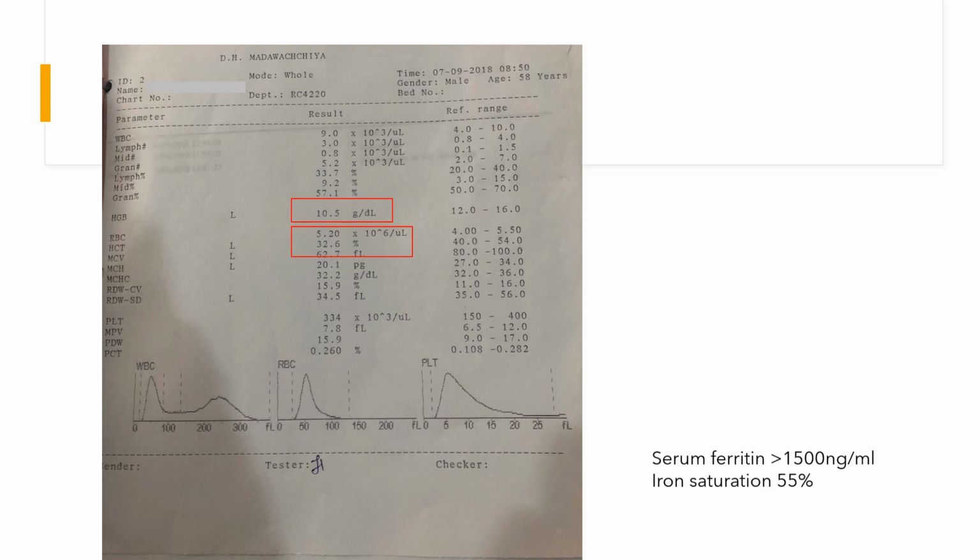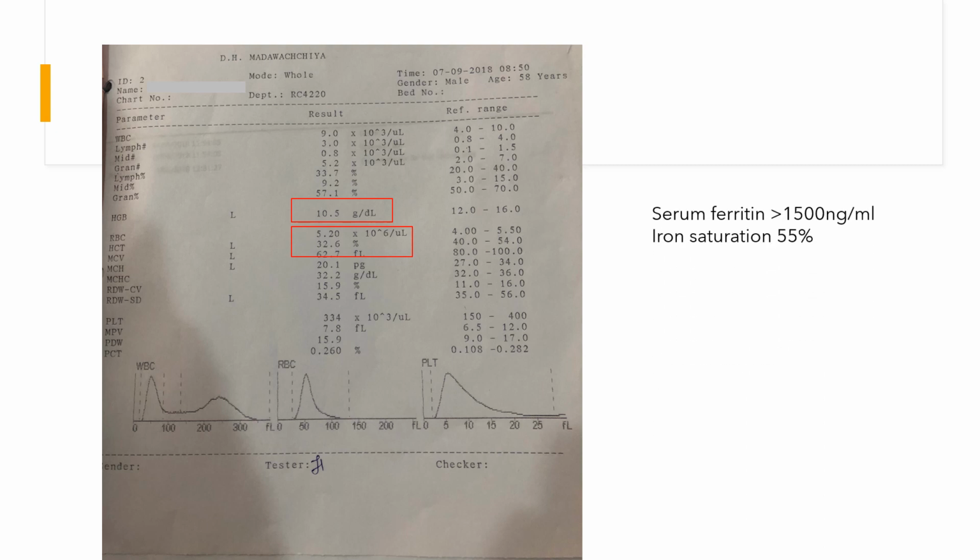So what do you think? Other cell lines are not affected, and the ferritin level was 1500, iron saturation was 55%. The cutoff for iron overload is 40%. So the patient is definitely iron overloaded because of iron treatment.